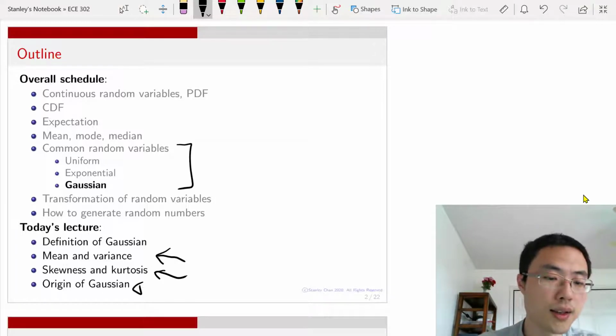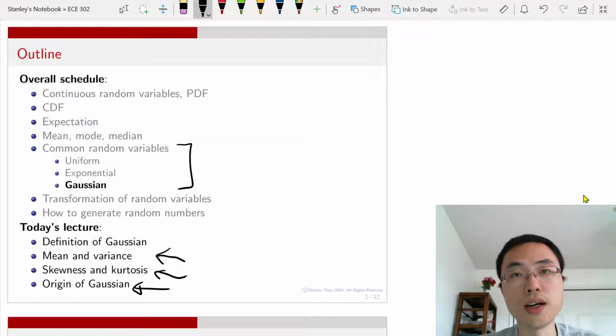The last thing that I want to discuss is the origin of Gaussian random variables. The origin of the Gaussian random variable is almost always not discussed in a lot of undergraduate probability courses, but this is actually very important.